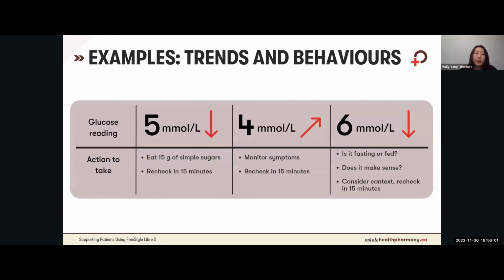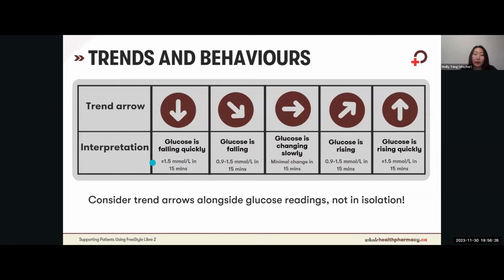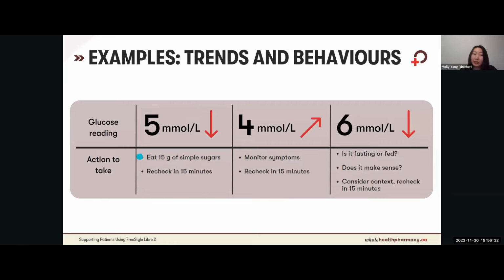So it's important when patients are taking a look at the homepage and the different reports that they take not only the value on the homepage into consideration, but also the arrow, and the context of when that reading is being looked at. For example, if the patient on the homepage sees 5 millimoles per liter, but it's falling fast, that means it's going to fall over 1.5 millimoles in the next 15 minutes, then that patient may want to eat a snack and recheck in the next 15 minutes. If it's 4 millimoles per liter, but it shows that it's rising, that means no action could potentially be needed and you want the patient to recheck again in 15 minutes.